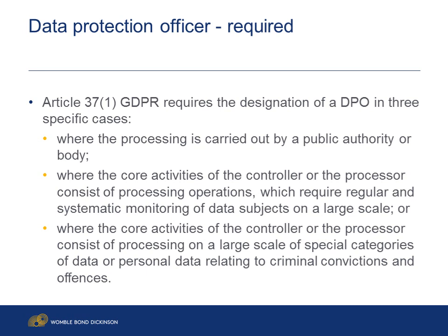When must you appoint a DPO? Article 37(1) of the GDPR requires the designation of a DPO in 3 specific cases: where the processing is carried out by a public authority or body, where the core activities of the controller or the processor consist of processing operations which require regular and systematic monitoring of data subjects on a large scale, or where the core activities of the controller or the processor consist of processing on a large scale of special categories of data, or personal data relating to criminal convictions and offences.